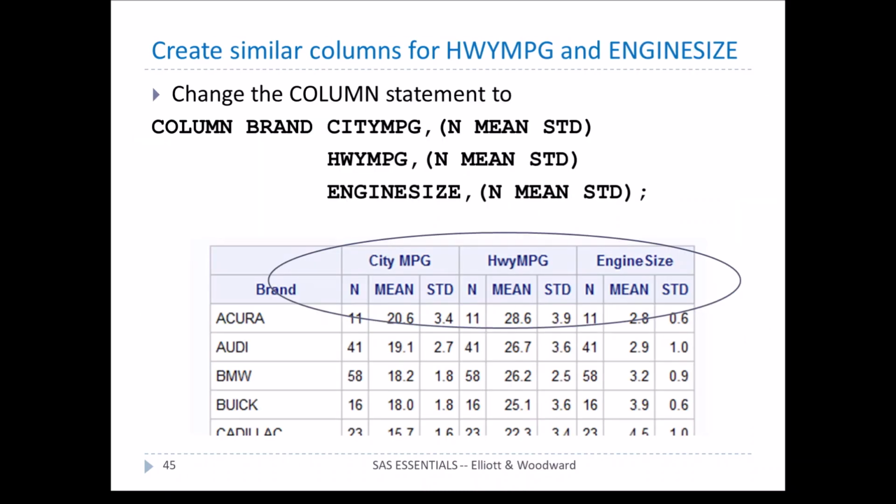We can do similar columns for highway miles per gallon and engine size, as we see here. You can do this as an exercise: just add the same kinds of things for highway miles per gallon and engine size. And again, you can see that you can change all 3 columns so that each contains the sample size, the mean, and the standard deviation.